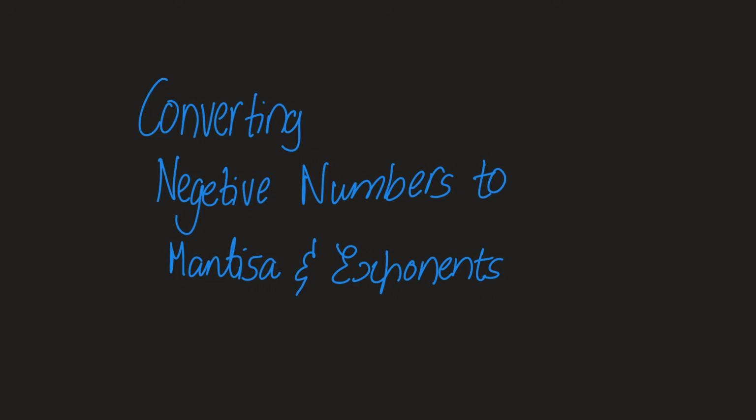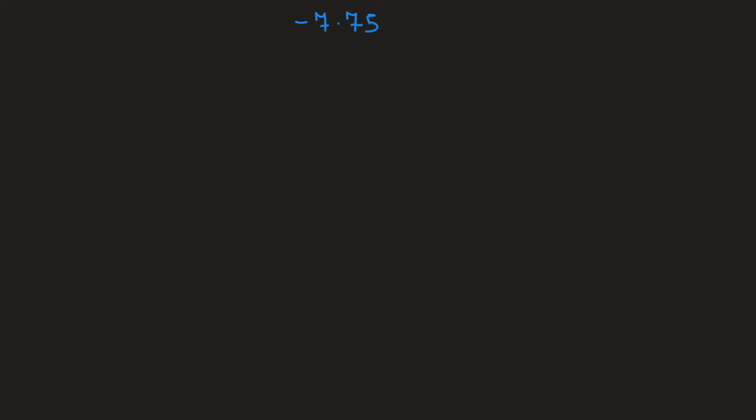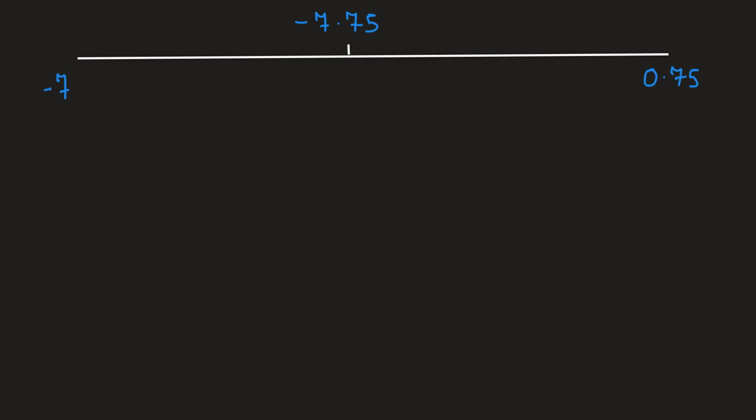Alright, now let's look at how to convert negative numbers to Mantissa and exponents. Let's convert minus 7.75. First, split the decimal point to get 7 and 0.75, ignoring the sign for the moment. Let's convert 7 to binary. It will give us 0111. Now as we are converting a negative 7 to binary, we must use 2's complement. So flip the bits to get 1000. Then add 1. This gives us 1001. Notice here we were going through binary addition and not simple addition.